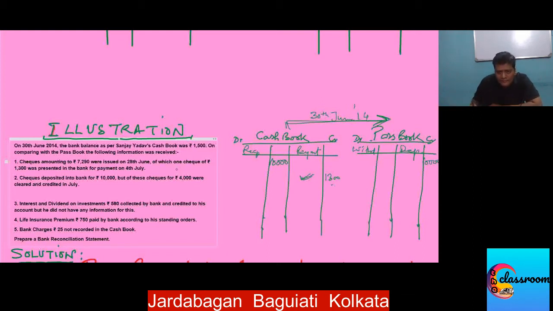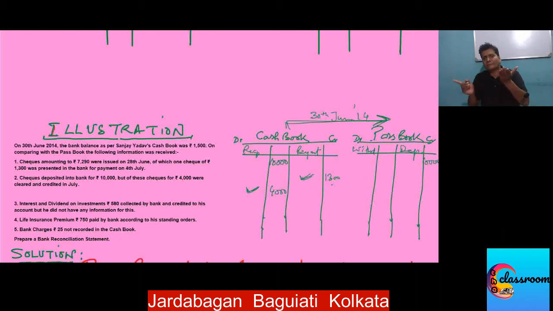Now, the moment I receive a check, I have entered 4,000 on the receipt side of the cash book. But there has been no entry in the passbook on 30th of June because it has been banked in July. So as a result of this, we need to check. Wherever we record, we need to check what has happened to the balance. When we have entered in the debit side of the cash book, the balance has increased.